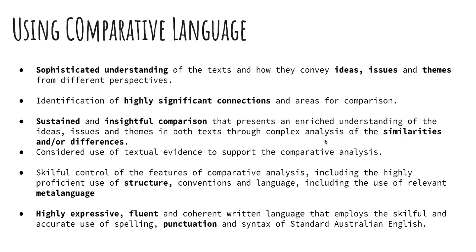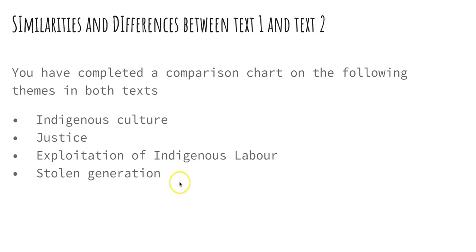All right. The second one's kind of similar, but what it asks for is a sustained and insightful comparison. So this is where we're getting down to actually writing something. So your aim is to actually write a paragraph, okay? At the end of this, if you've been successful, you will have written a paragraph on 2 of these themes. You can do more, you could do all 4, you could do 3, but you need to at least write 2 paragraphs on these themes, okay?